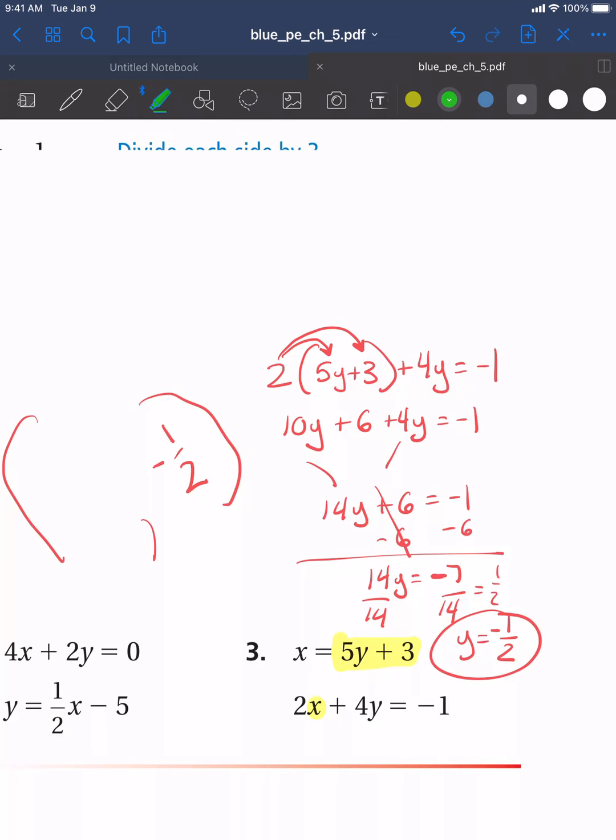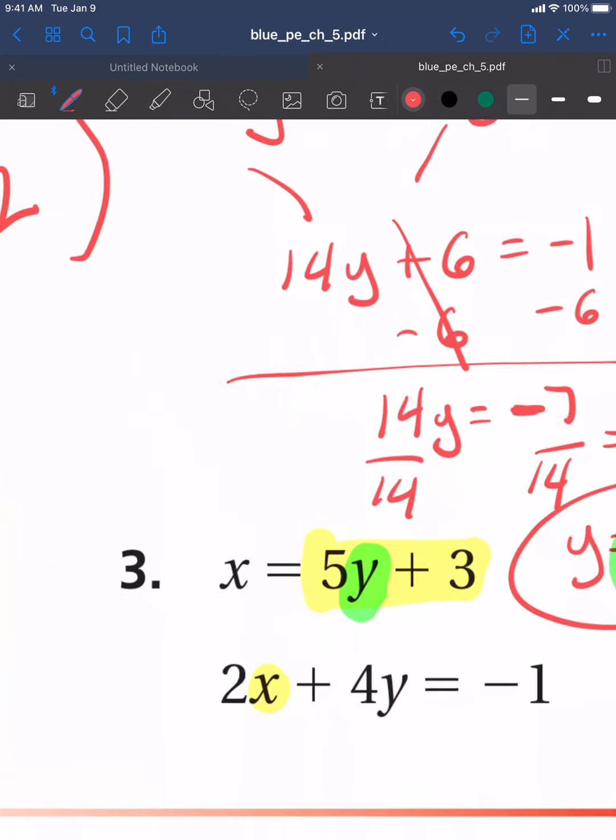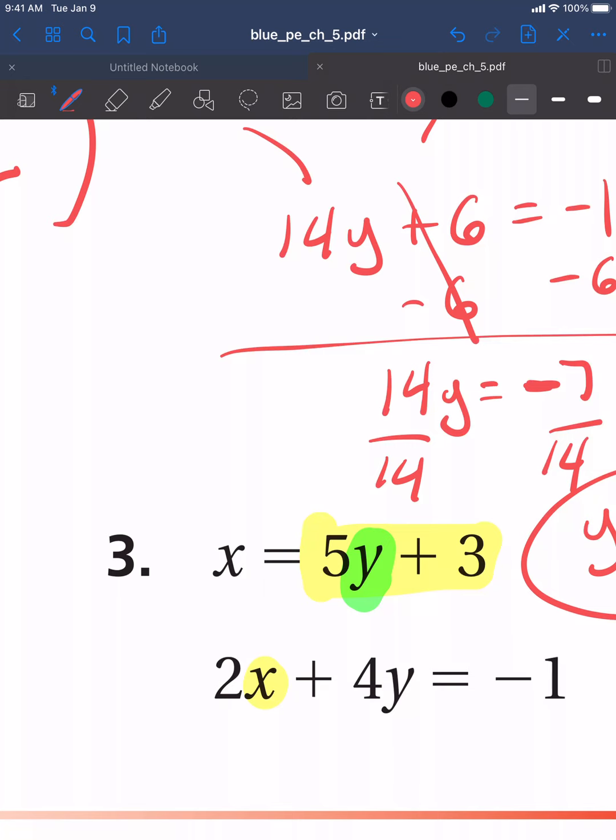How do I find x now? You put it in for the y, right? Y is negative a half, so can I put it right there? Yes. 5 times negative 1/2 is the same thing as taking 5 divided by negative 2. What is 5 divided by 2? 2.5. But it's going to be negative. So it's going to be negative 2.5 plus 3.